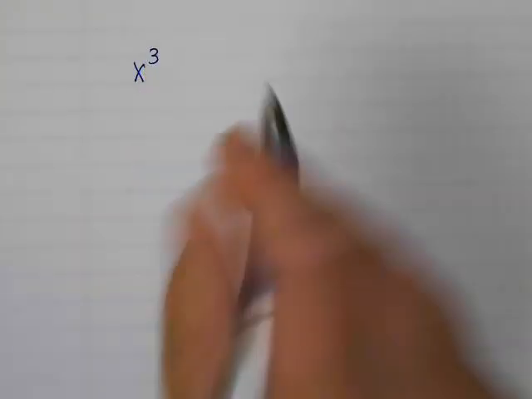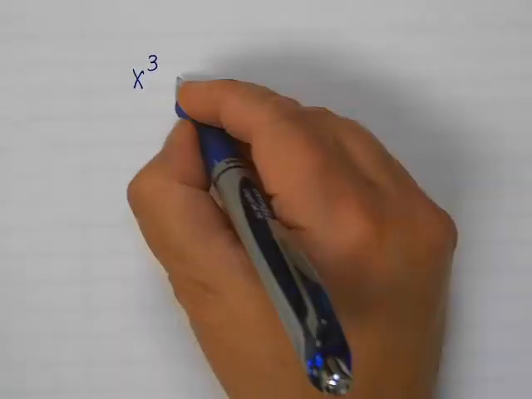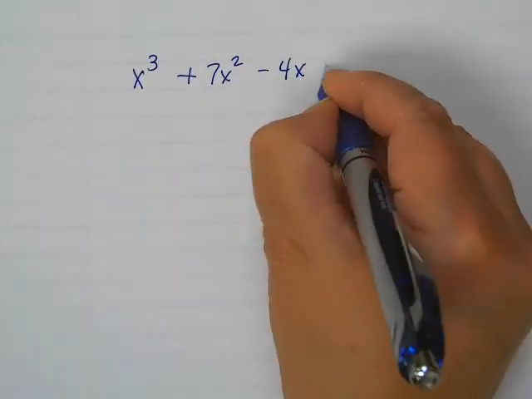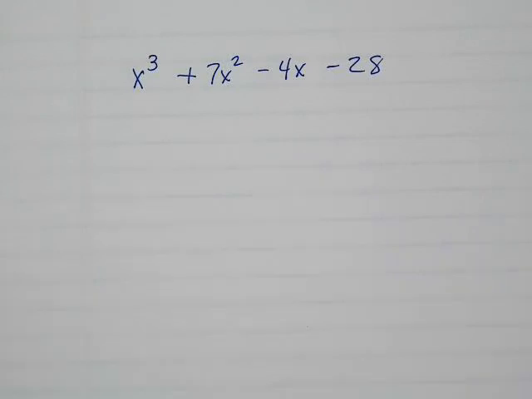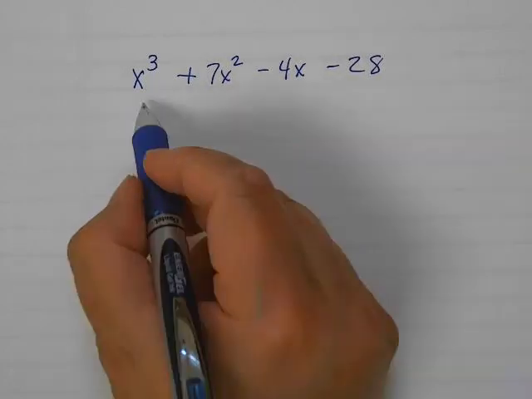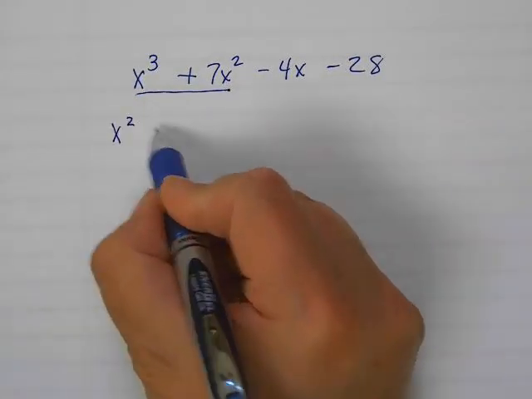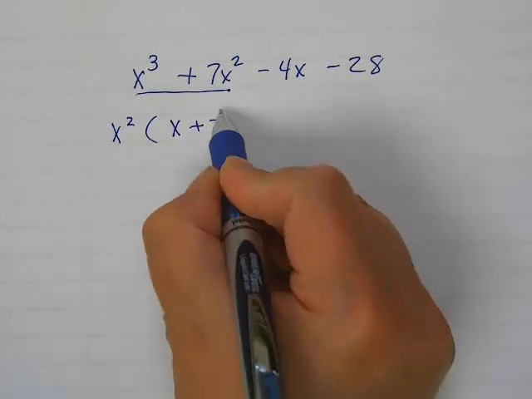So try this one. X to the third plus 7x squared minus 4x minus 28. Pause the video, try it yourself. All right, let's try it. So I'm going to look to see here what they have in common. They have an x squared, and what's left is x plus 7.